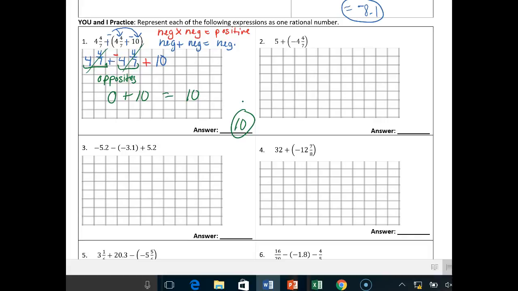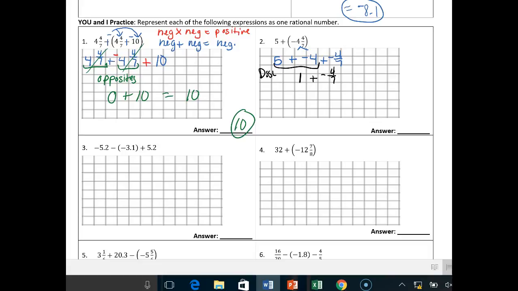Let's do number 2. Number 2 should look familiar. It's one of those problems where we need to borrow. So let's go ahead and say 5 plus negative 4 plus, remember, we're going to break that up into negative 4 and negative 4/7. Remember, both parts of the fraction are negative, the whole number and the fraction. So now we'll go ahead and say 5 plus negative 4 gives me positive 1, right? Because this is a DSSL. And plus negative 4/7.